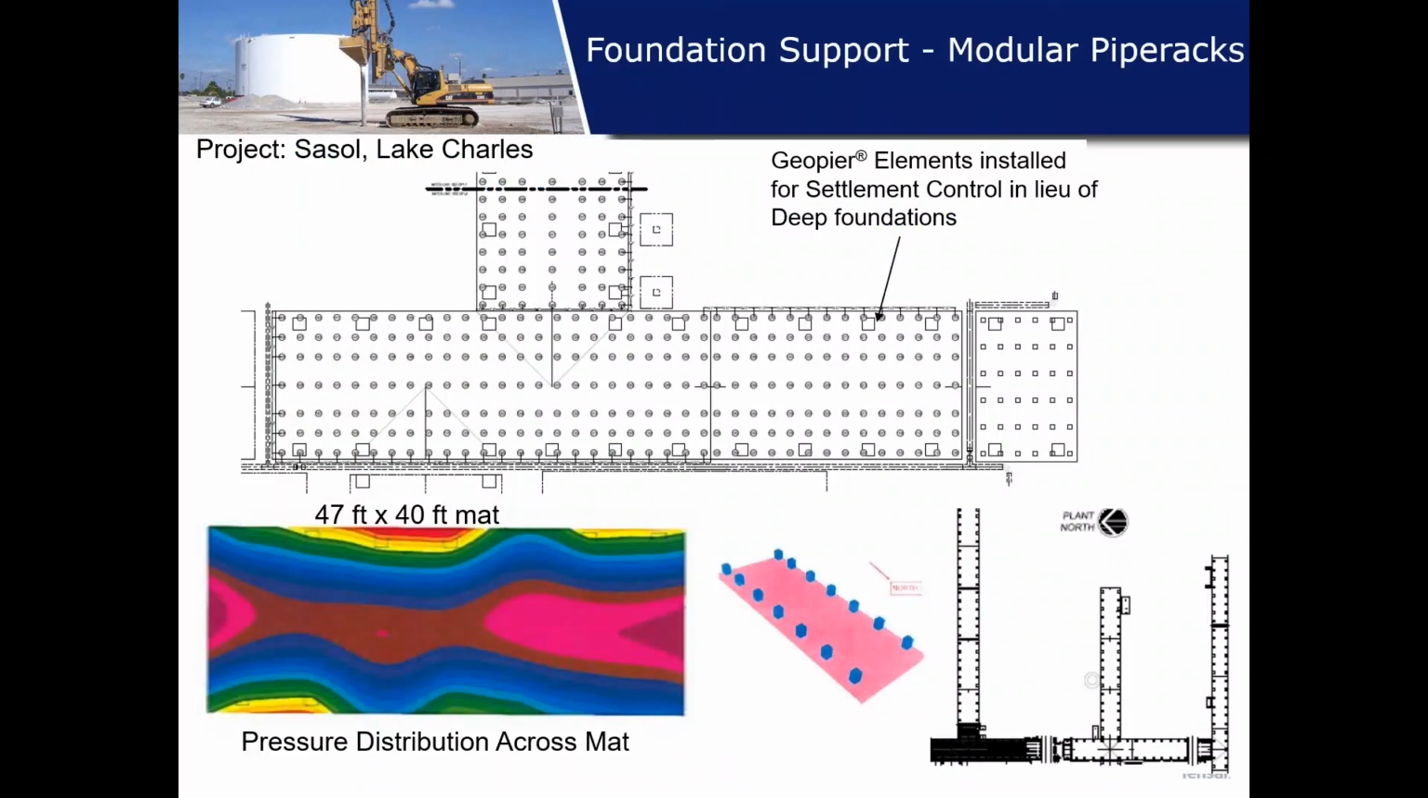Another example of supporting ancillary structures, it's a project Sasol in Lake Charles. The job was originally designed for deep foundations, a lot of pipe racks, and the mat shows the different pressure contours.